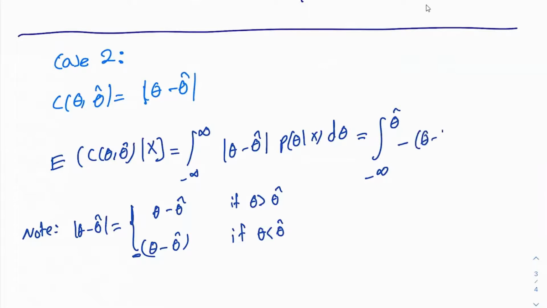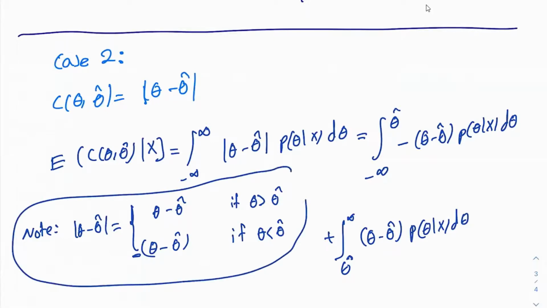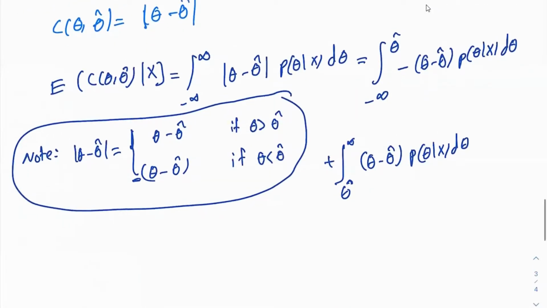So now negative infinity to theta hat, this means that theta is less than theta hat, so the integral of negative (theta minus theta hat) p of theta given x d theta, plus theta hat to infinity of (theta minus theta hat) p of theta given x d theta. Good. So this note is only from here to here. The rest of it is part of the solution to the problem.